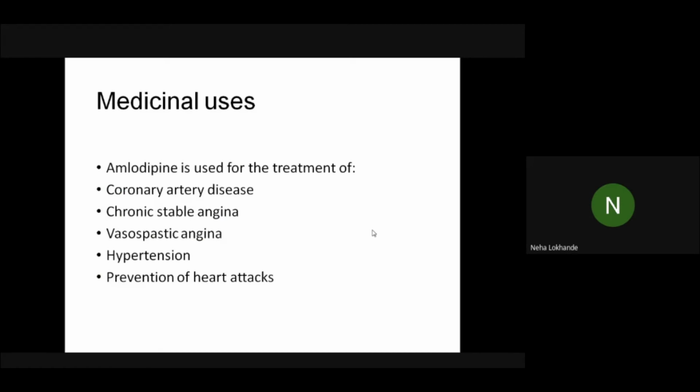Medicinal uses. Amlodipine is used for the treatment of coronary artery disease, chronic stable angina, vasospastic angina, hypertension, and prevention of heart attacks.